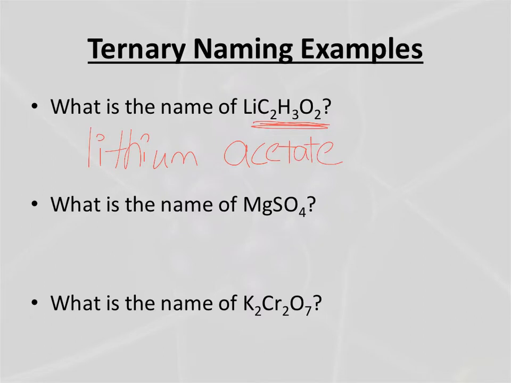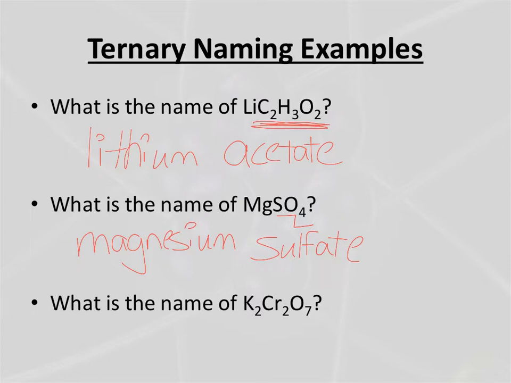Next one, MgSO4. You write the name of the first thing, which is your metal. Mg is magnesium. And then you've got SO4, which is the polyatomic sulfate. So, magnesium sulfate.